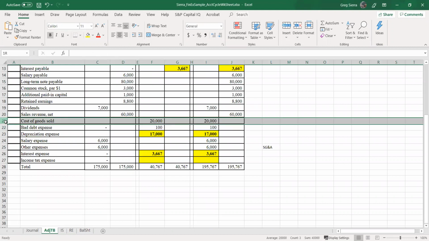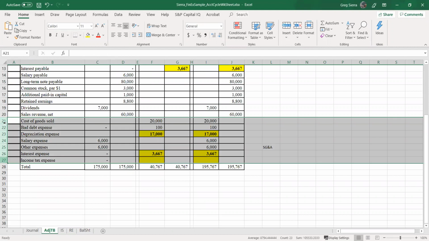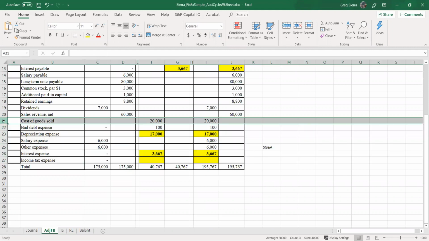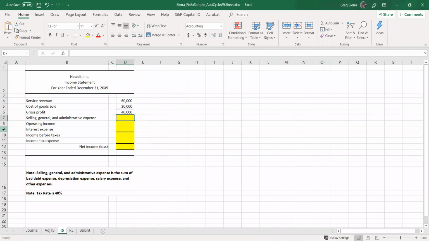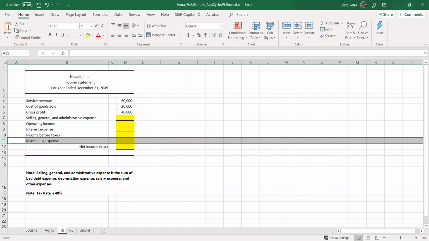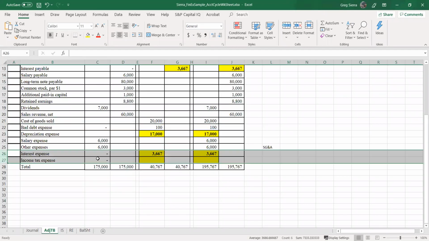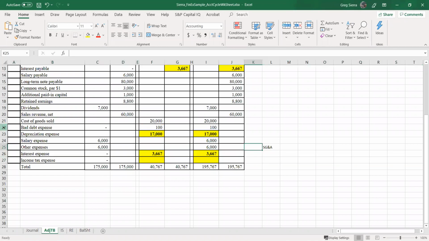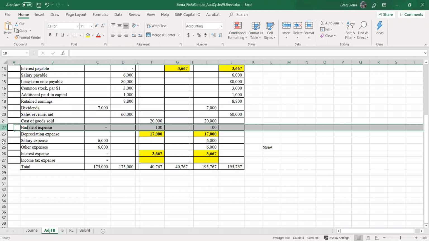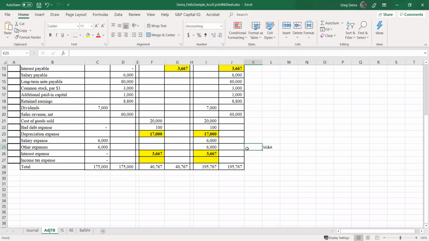Cost of goods sold through income tax expense, they're the last items. Now, cost of goods sold is already on the income statement. And if we look at the income statement, interest expense and income tax expense are going to get their own line items. So these last two we won't include in SG&A. SG&A includes everything from bad debt expense through other expenses.